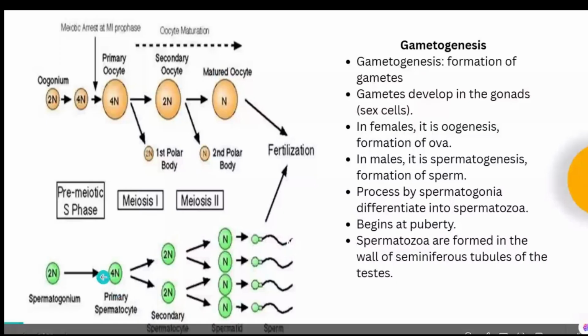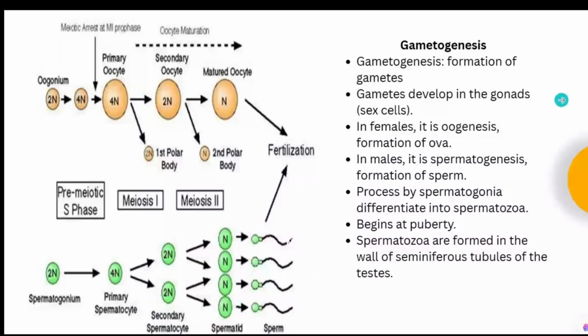Now we have seen how sperms are formed from the spermatogonia to the mature sperm. Gametogenesis is the formation of the gametes, which develop in the gonads. In females it is called oogenesis, that is the formation of ova. In males it is called spermatogenesis, the formation of sperm, a process by which spermatogonia differentiate into spermatozoa, which begins at puberty. Spermatozoa are formed in the walls of the seminiferous tubules of the testes.